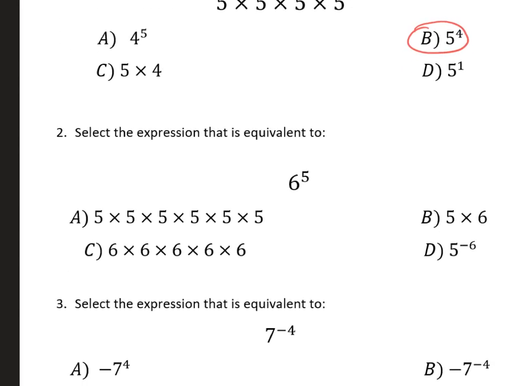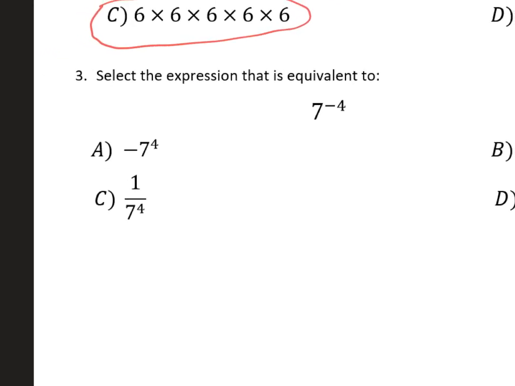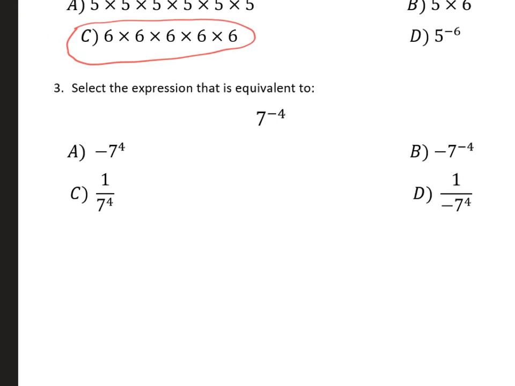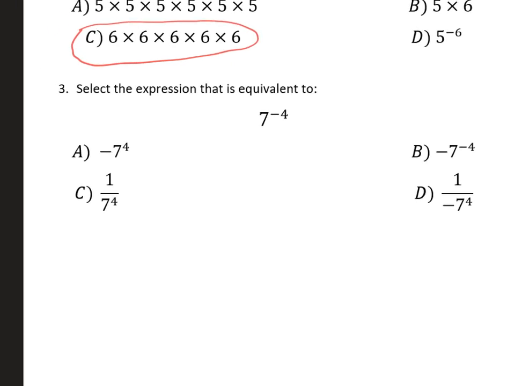We're working the opposite way on 2. My base is 6, so it's 6 times itself 5 times, and that gives us an answer of C. Question 3 has us select the expression that is equivalent to 7 to the negative 4th power. Anytime you have something to a negative power, you move it to the denominator and then make the exponent positive. So C would be my answer for 3. Again, you just move it to the denominator, make the numerator 1, and the exponent becomes positive.